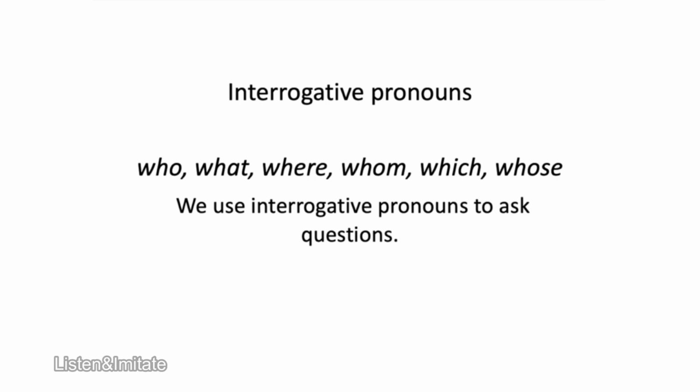For example, "Who is that girl you were with?" Who indicates a person that we don't know. "Which shoes should I wear tonight?" Which refers to a thing that we don't know.